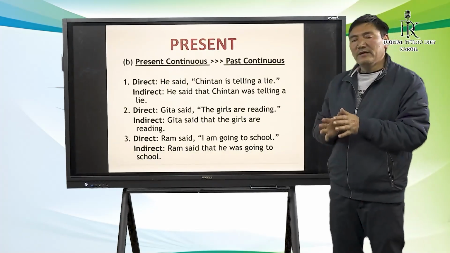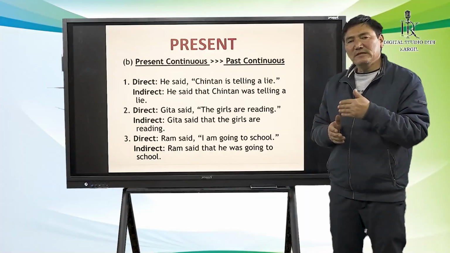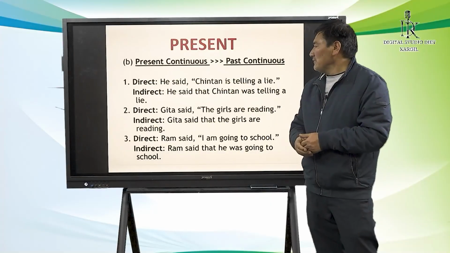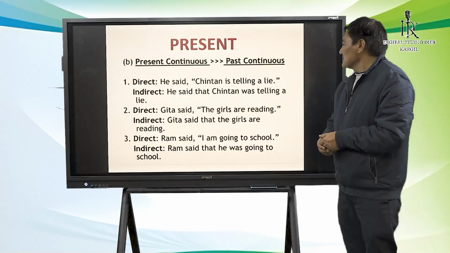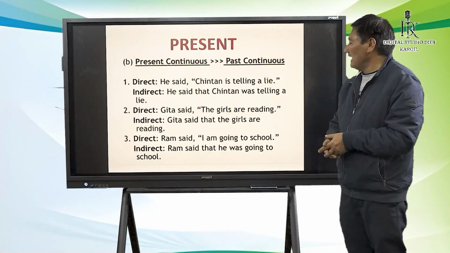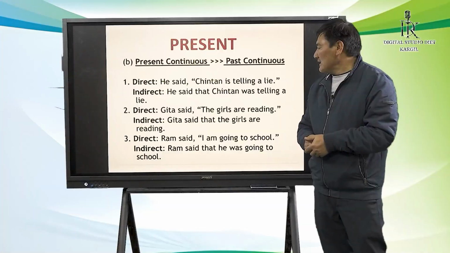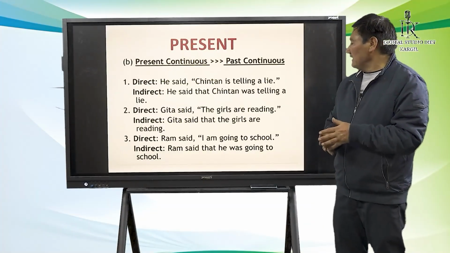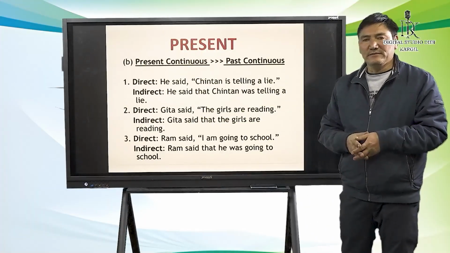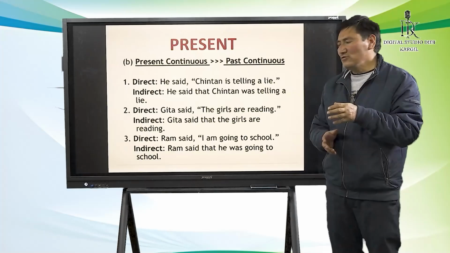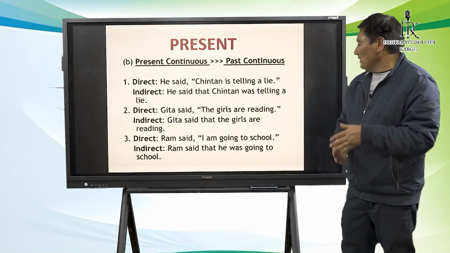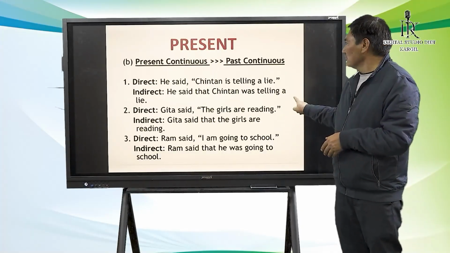Then if the reported verb is in present continuous, it will change into the past continuous. For example, he said, Chintan is telling a lie. Indirect form: he said that Chintan was telling a lie. Secondly, Geeta said, the girls are reading. Indirect: Geeta said, or we can also write told here. We can also replace said by told here. Rima said, I am going to the school. Indirect: Rima said that she was going to school.